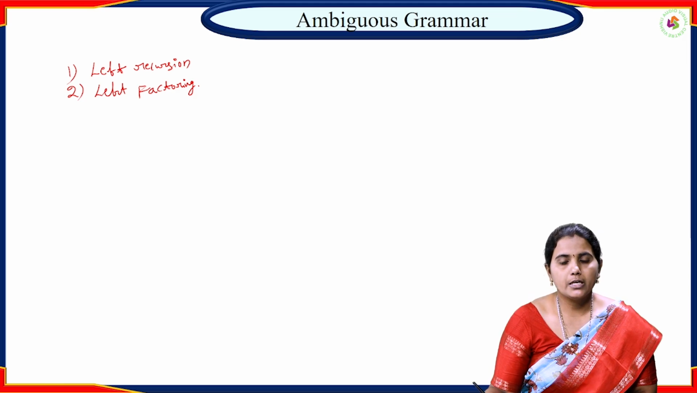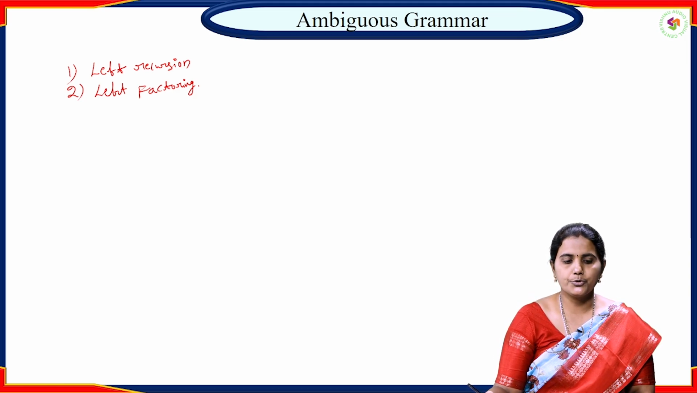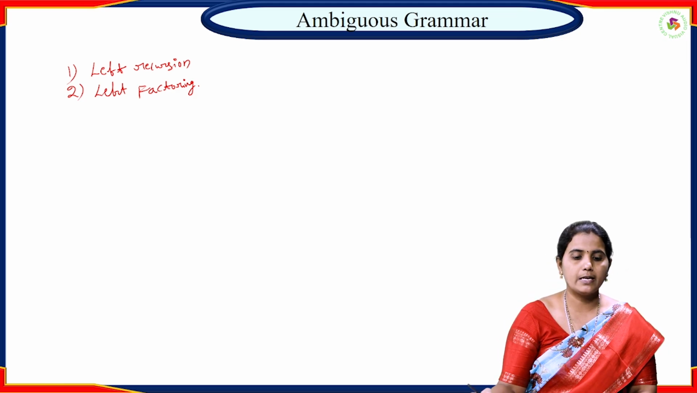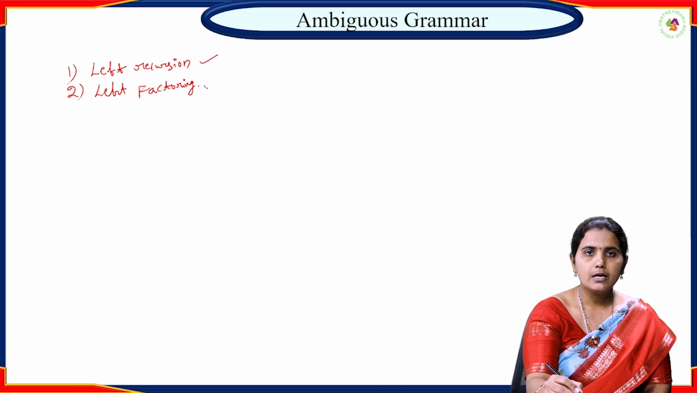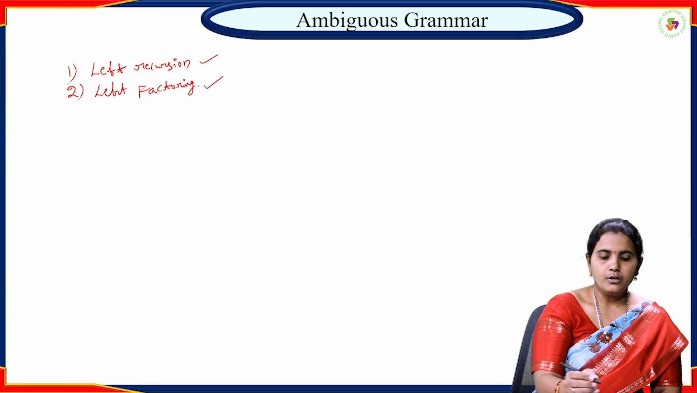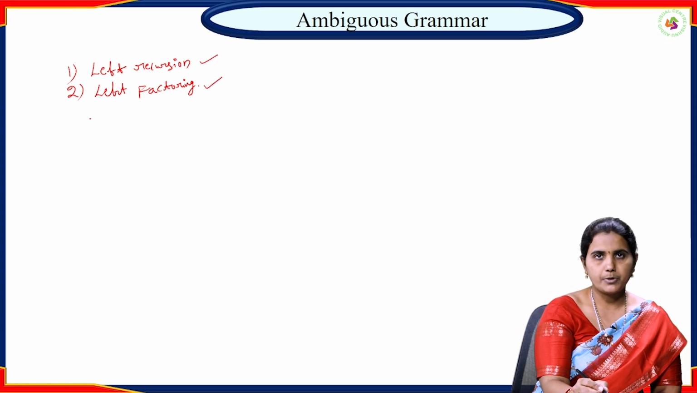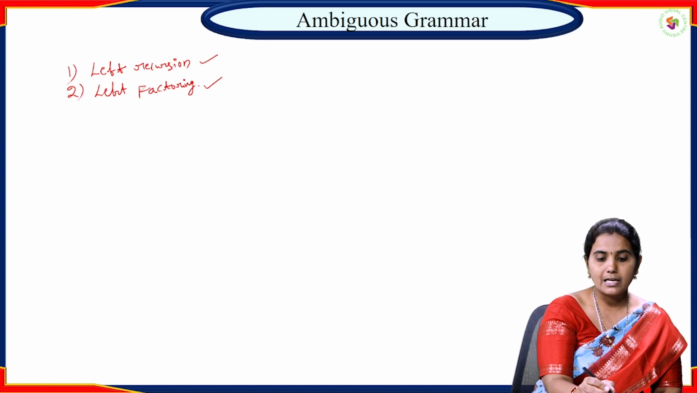How are we going to eliminate the ambiguous grammar? Using two methods, that is left recursion as well as left factoring. Now we are going to explain them one by one. The first one is left recursion.